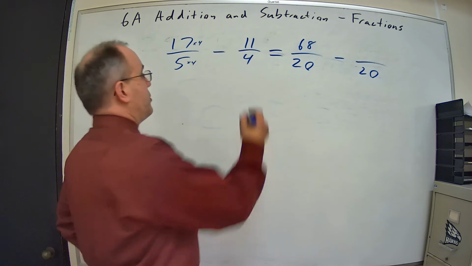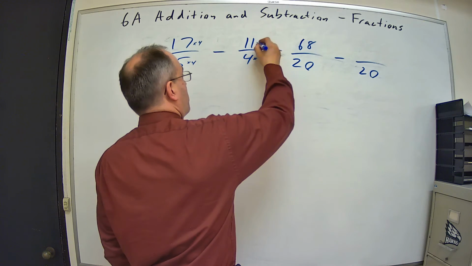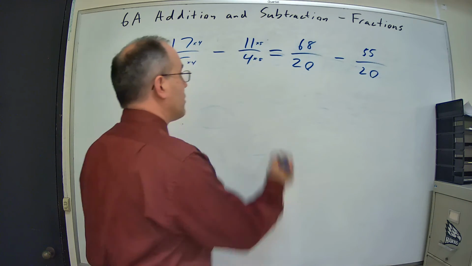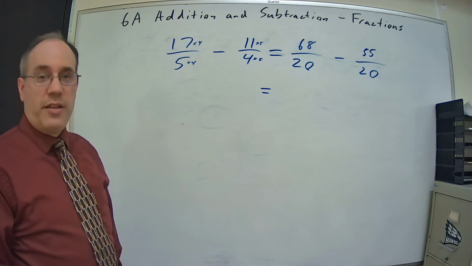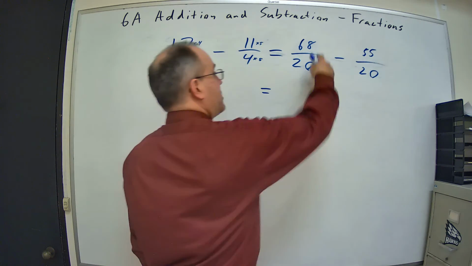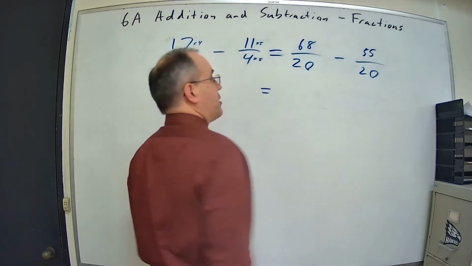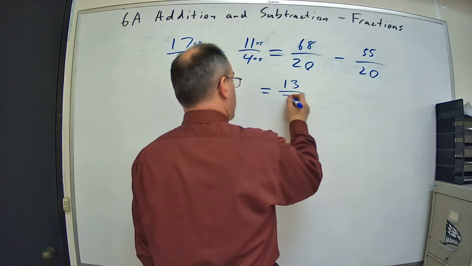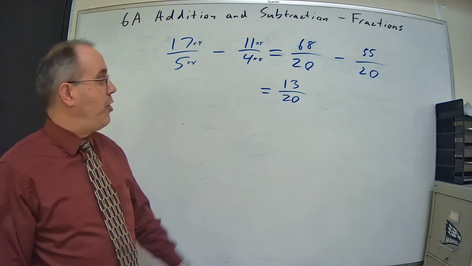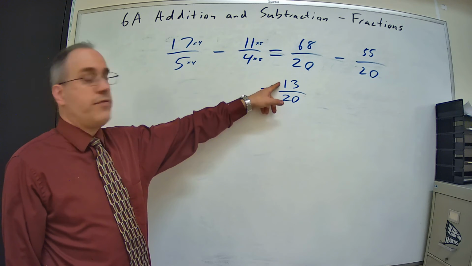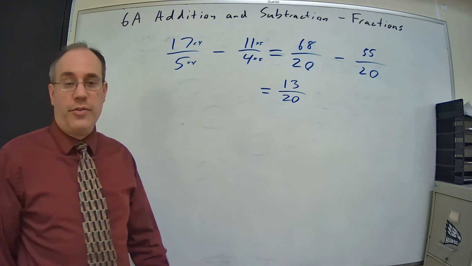4 times 5 gives me 20, so I need to multiply that by 5 and multiply that by 5. 11 times 5 is 55. So 68/20 minus 55/20. So 68 of these minus 55 of these gives me 13 of those. So 13/20. And then we look and say, well, do we have to reduce? Well, 13 is a prime number, so unless 20 is divisible by 13, there's nothing to reduce.